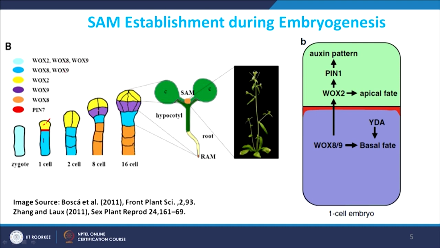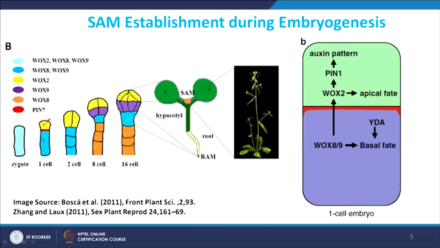Later on, at this cell stage, the apical-most cells retain WOX2 expression, whereas the basal side of the apical cells have WOX9 expression, and WOX8 alone is maintained in this cell. So the same transcription factors change their expression patterns, which helps in establishing proper apical and basal patterning during embryogenesis. And this is the schematic diagram you can see here.